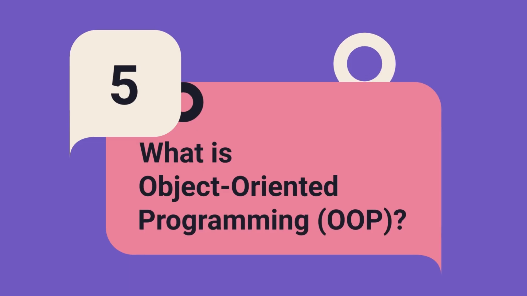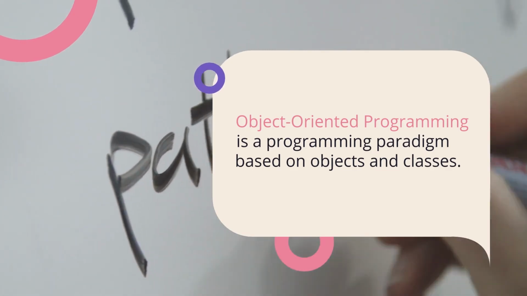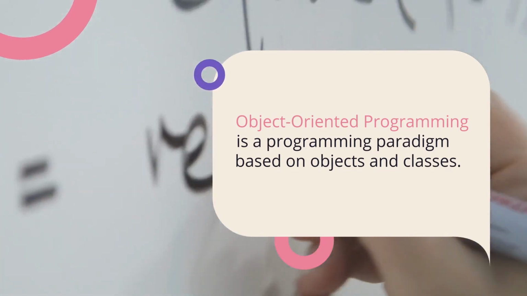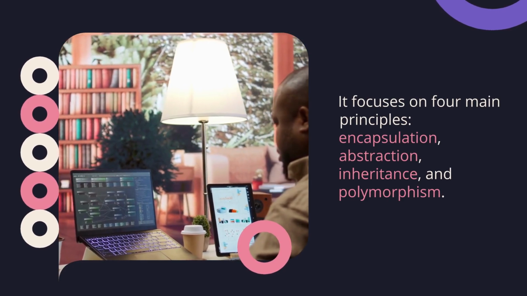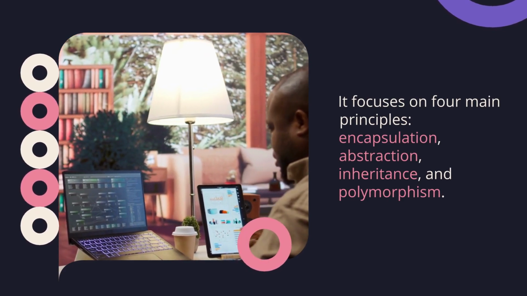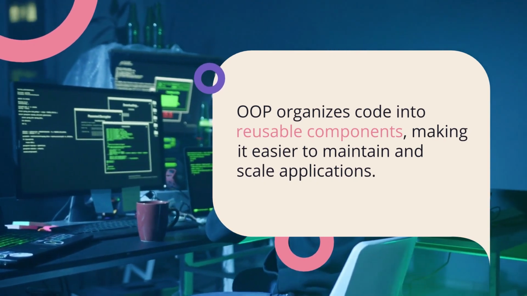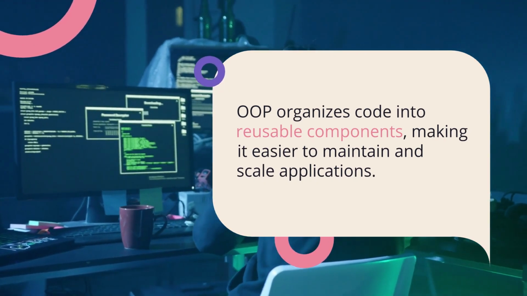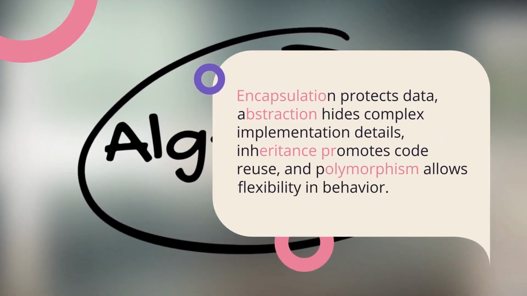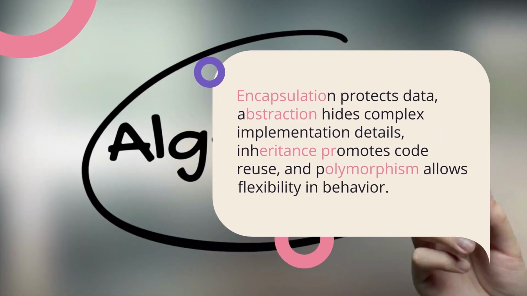5. What is Object-Oriented Programming, OOP? Object-Oriented Programming is a programming paradigm based on objects and classes. It focuses on 4 main principles: encapsulation, abstraction, inheritance, and polymorphism. OOP organizes code into reusable components, making it easier to maintain and scale applications. Encapsulation protects data. Abstraction hides complex implementation details.